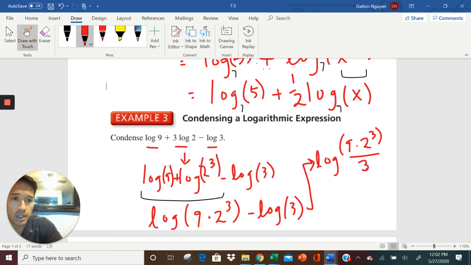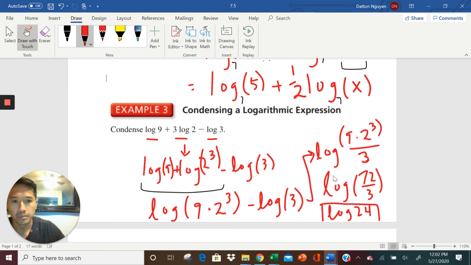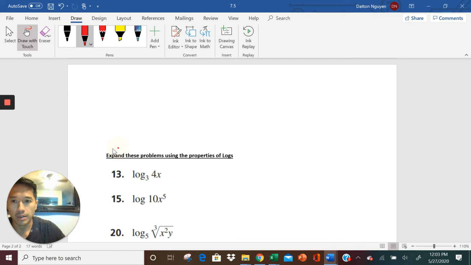Now, these are numbers, and I think the assignment that I gave to you guys doing with condensing logarithmic expressions, they have all numbers in there. So we can actually simplify this one step further. This is 9 times 8. So that's going to give me 72 divided by 3, which will give me log of 24. And that will be my final expression. I don't have to find the log of 24. If you find that out, use a calculator. It will do that for you. Okay?